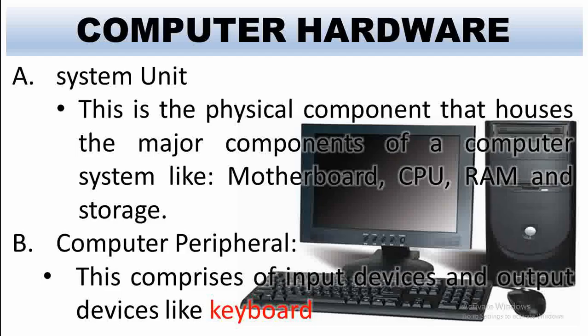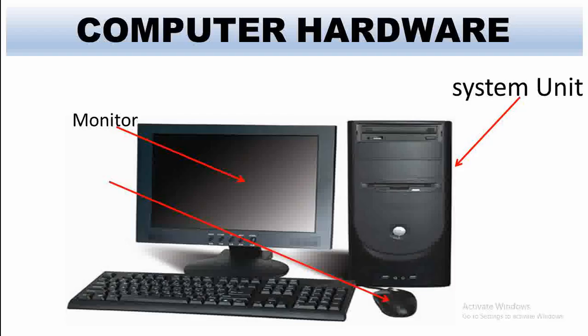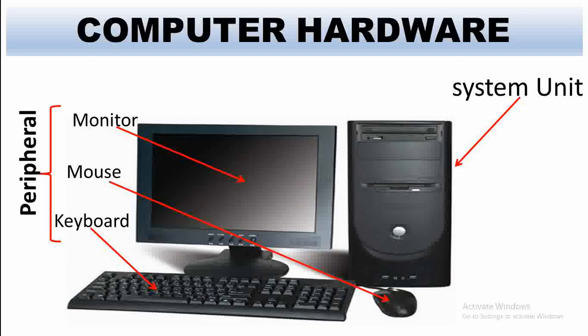So for example, we have the keyboard, the mouse, and the monitor. All those three serve as either input device or output device to a computer system. Now let's look at them. We have the system unit, the monitor, the mouse, and then the keyboard. The monitor, the mouse, and the keyboard, the three of them, are computer peripherals, and they serve as either input or output devices to the computer system.